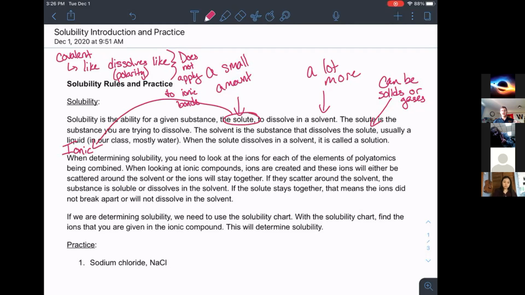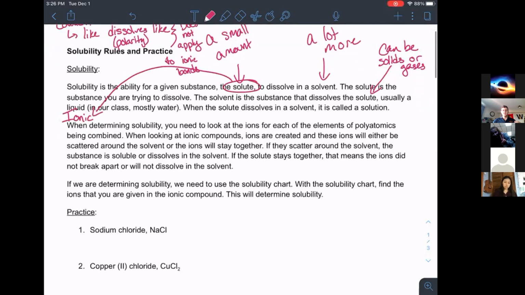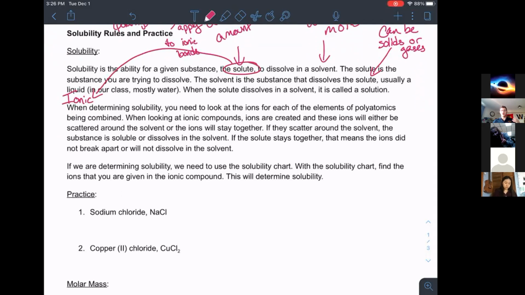And when we're looking at that ionic compound, the ions that are going to be created are going to either be scattered throughout our solvent, or the ions are going to stay together. So if they're scattered around the solvent, that means it's going to be soluble, or it's dissolved into our solvent. If the solute stays together, then that means the ions don't break apart. They're not going to dissolve.